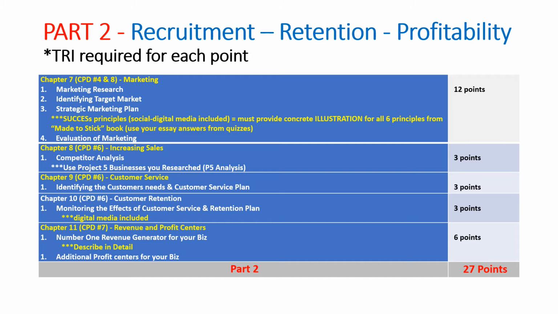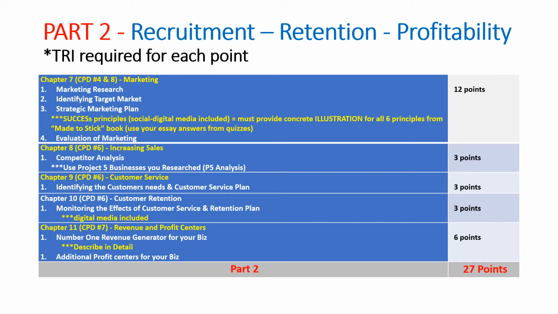And then strategic marketing plan. This one here, you have to use the success principles from Made to Stick. I need 6 concrete principles or illustrations for each of those. So use the essay answers you came up with from the quizzes. And then last, your evaluation of marketing. So that's worth 12 points. You can see each of them is 3 points there.